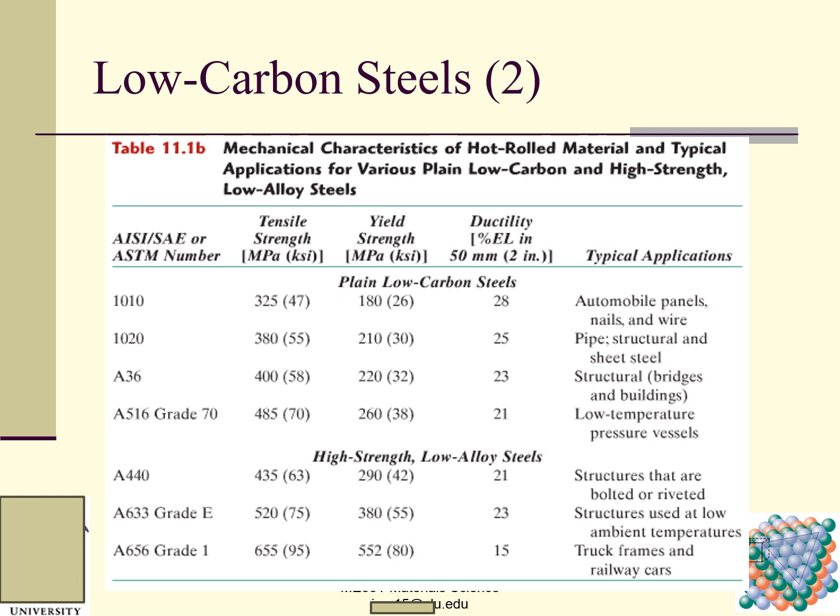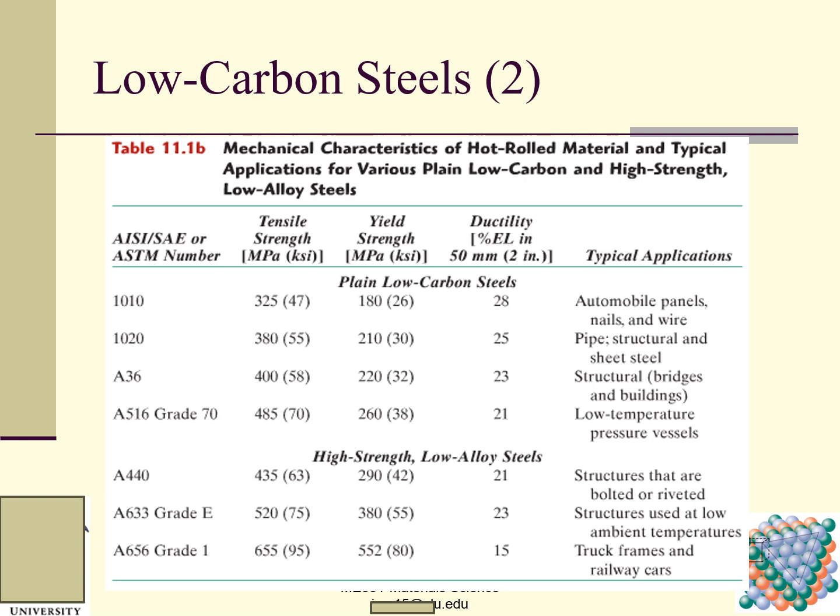And then we look at the mechanical characteristics of hot-rolled materials and typical applications for various plain low carbon and high strength low alloy steels. So tensile strengths are given, yield strengths are given, ductility is given also. And here are the typical applications.